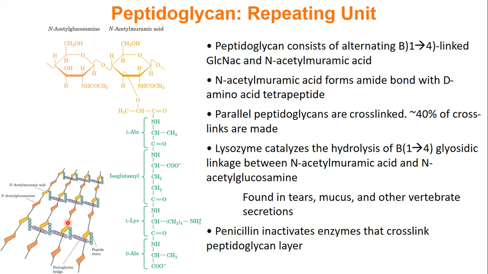And penicillin, which is the first antibiotic ever found, inactivates the enzyme that forms this cross-link. You don't have this cross-link, you don't have a peptidoglycan, and without a peptidoglycan, bacteria cannot survive.